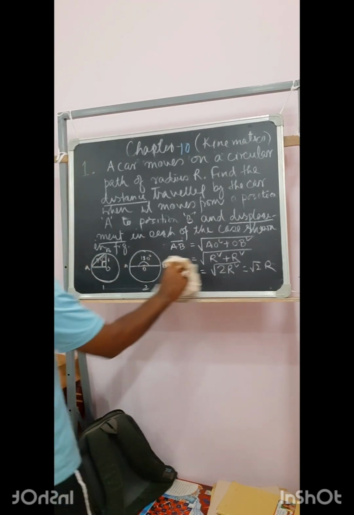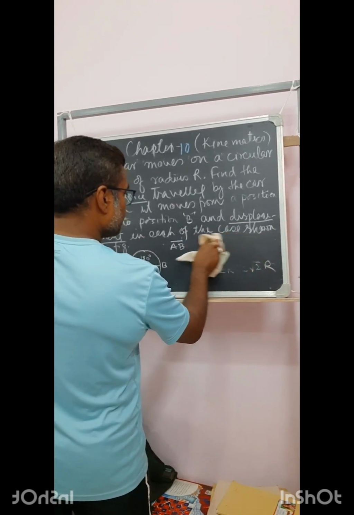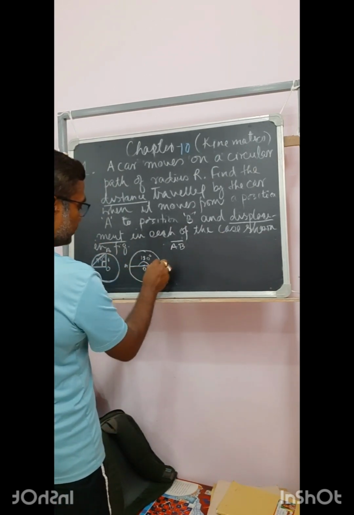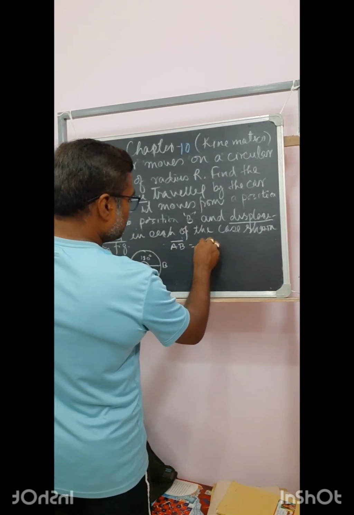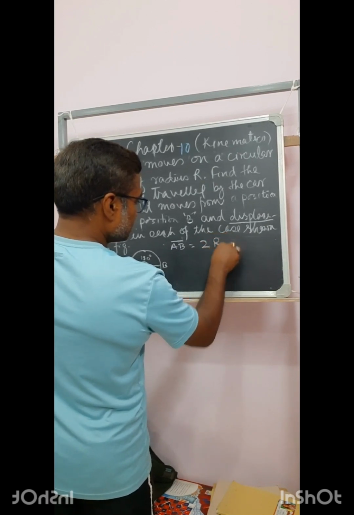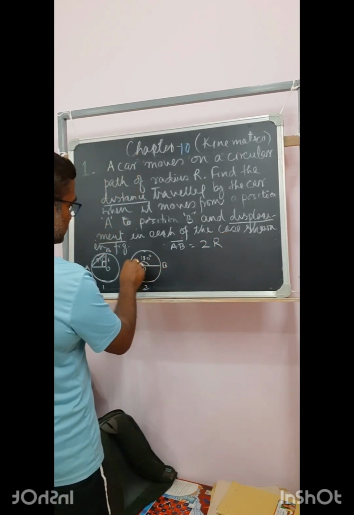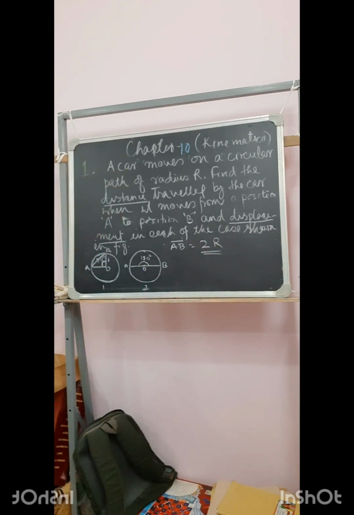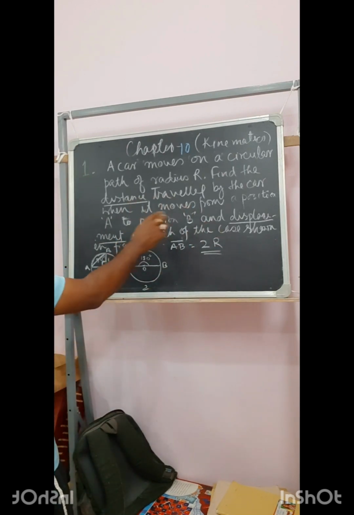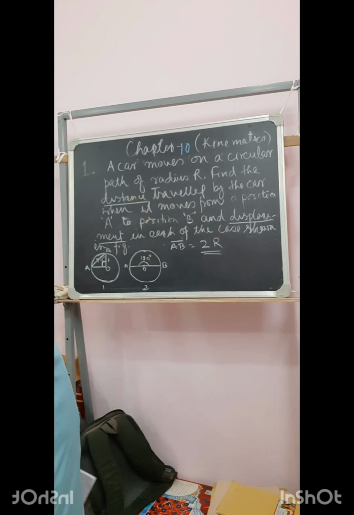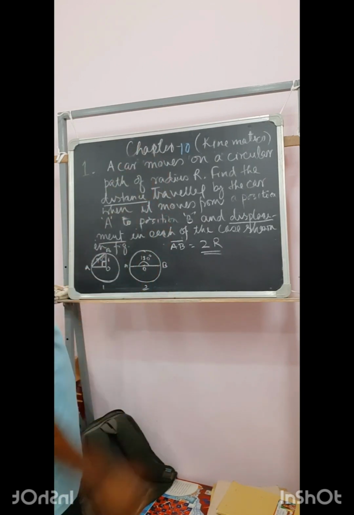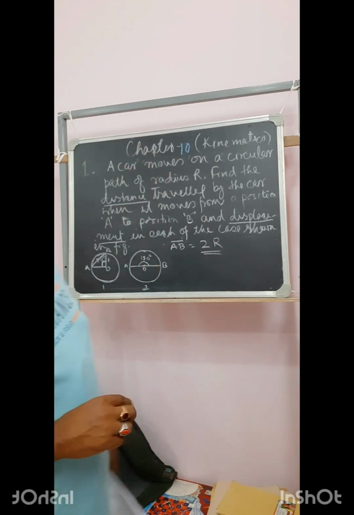Now consider the displacement for the second case. For second case, displacement will be how much? A to B is nothing but 2 into radius, means diameter, because these points are diametrically opposite. So this will be the straight way you will get the displacement. So it is very easy, and it can be easily understood. If you just follow the video and practice at home, you can understand.